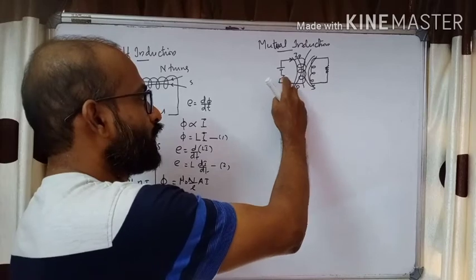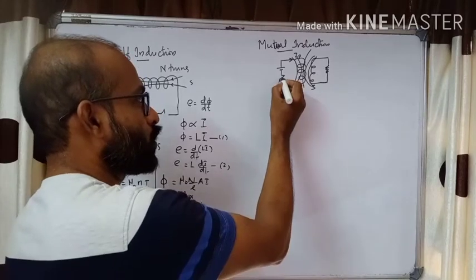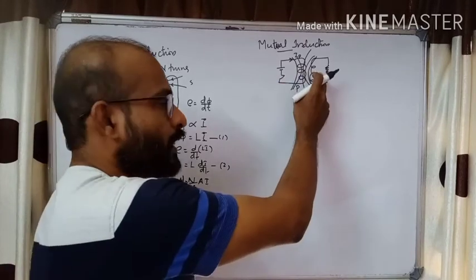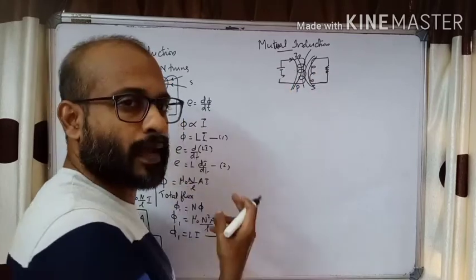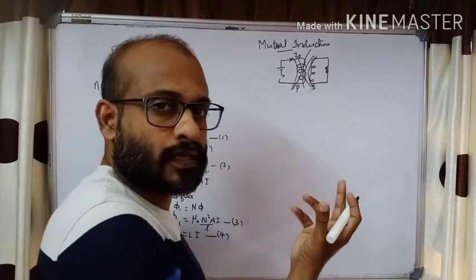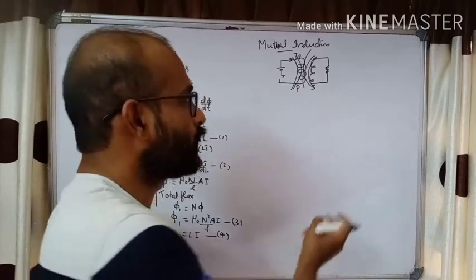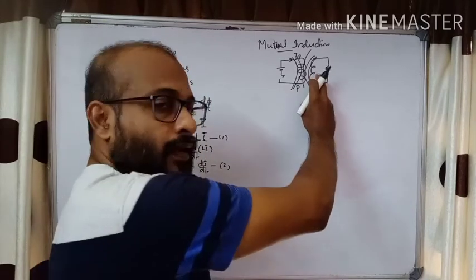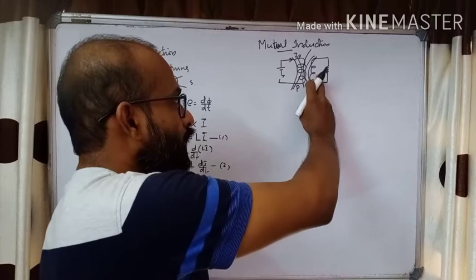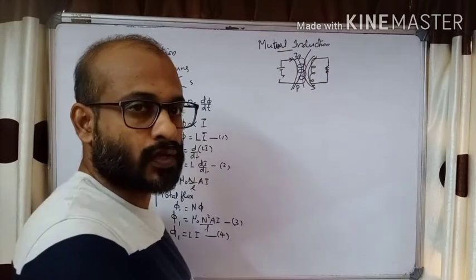Suppose initially we switched on. Current is flowing, so there will be magnetic flux. When you switch off, the magnetic flux linked to the secondary also decreases to 0 in a short interval of time. It can induce a current in the secondary. This induction is called mutual induction.